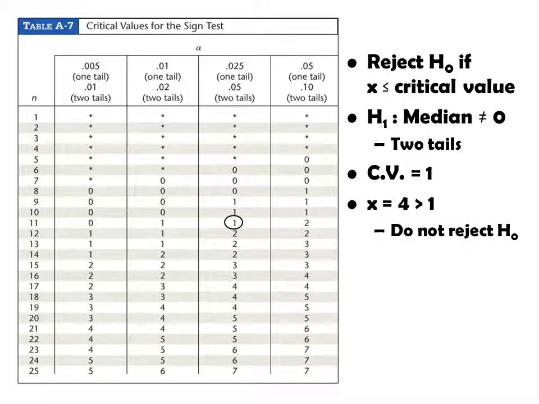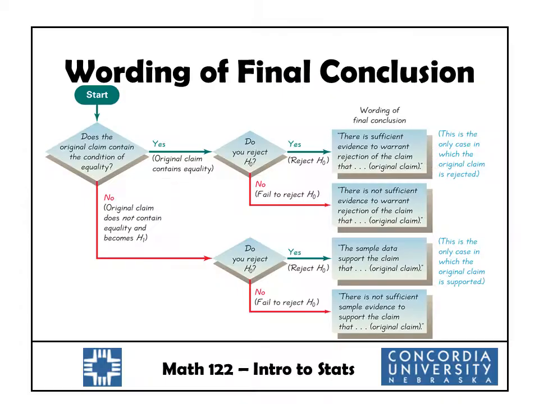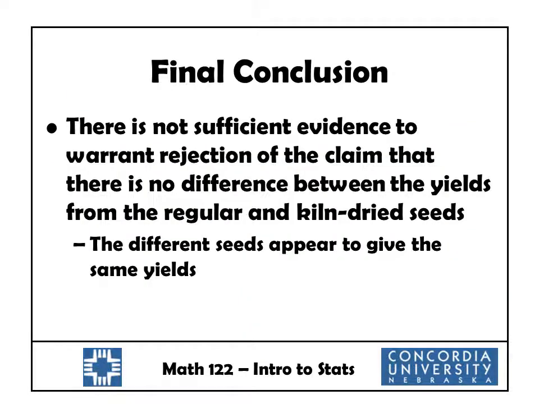Now our test statistic x is 4. That is greater than the critical value of 1, so we do not reject the null hypothesis. That's our technical conclusion. Word the final conclusion the same way. The original claim did contain equality, because as the median equals 0. Do you reject it? No, we do not. So there is not sufficient evidence to warrant rejection of the claim that there is no difference between the yields from the regular and the kiln-dried seeds.